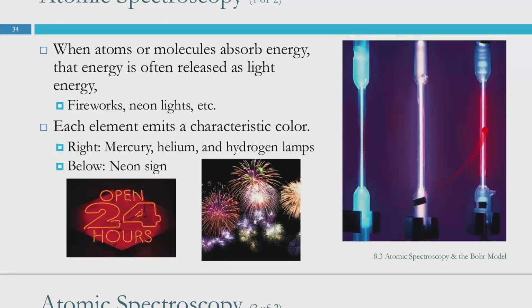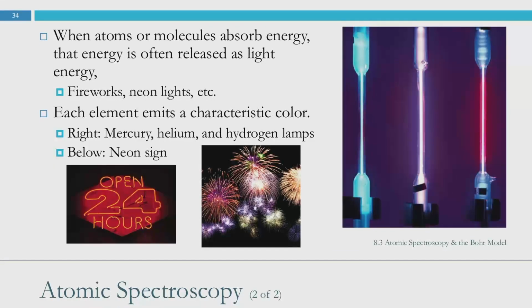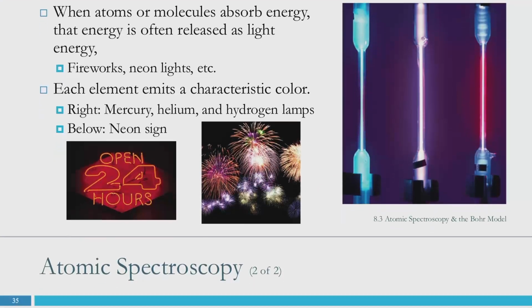So over here on the right, we've got a bunch of different lamps. We've got hydrogen, helium, and mercury lamps. I'm not 100% sure off the top of my head which is which, but these are all different elemental lamps. Different elements also produce different colors of light, sometimes depending on the amount of energy that you put into them. And then we've got, of course, a neon sign. This one's red, and we've got a bunch of fireworks with different metals and things in them.